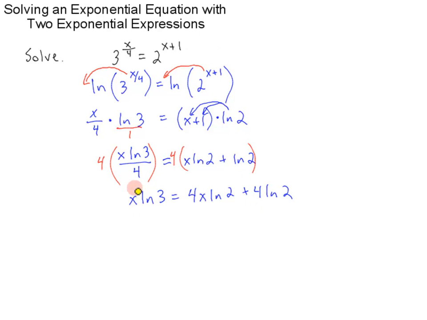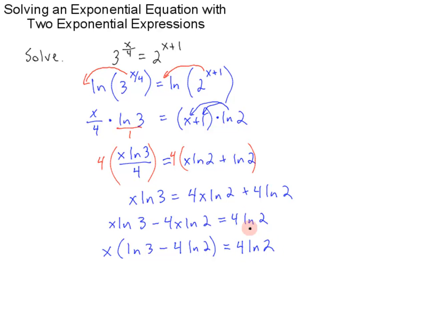And now my two terms with x need to be on the same side so that I can factor the x out that's common between them. So I'm going to subtract this term to the left. And now I can factor out the x that's common, leaving me with ln of 3 minus 4 times the ln of 2 equals 4 ln of 2.